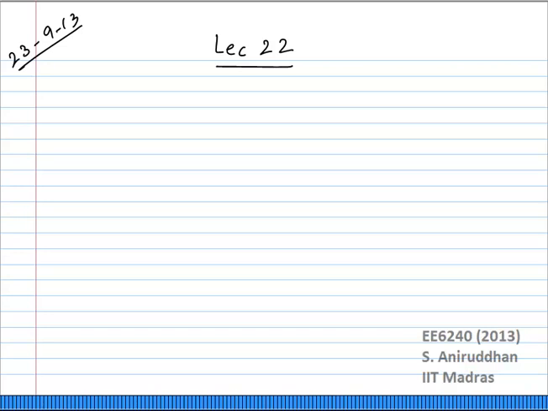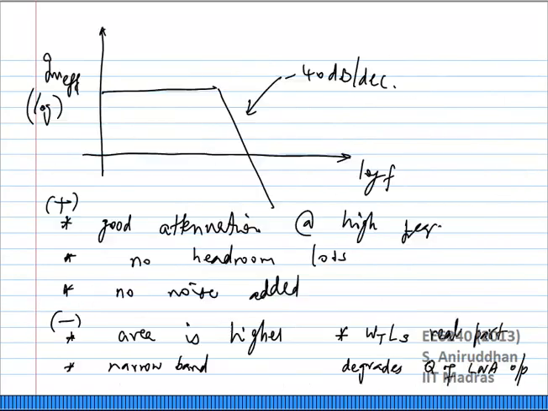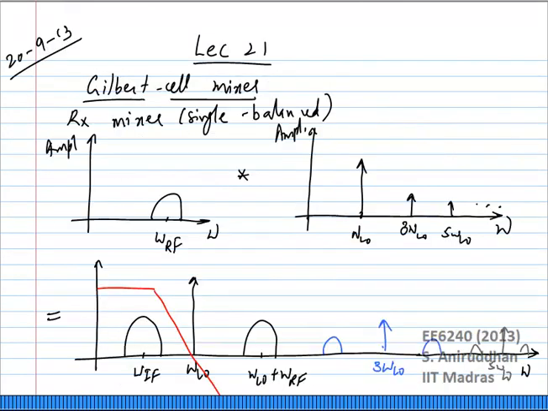Last class we started discussing the linearity of the mixer and how to design the transconductor stage. So let us quickly review that. We are discussing the Gilbert cell active mixer.